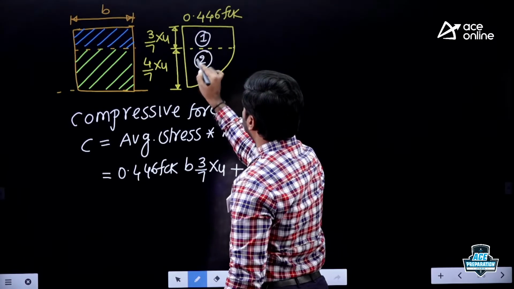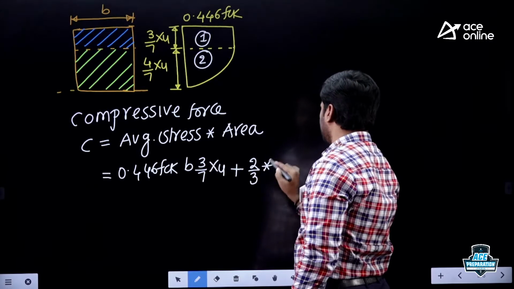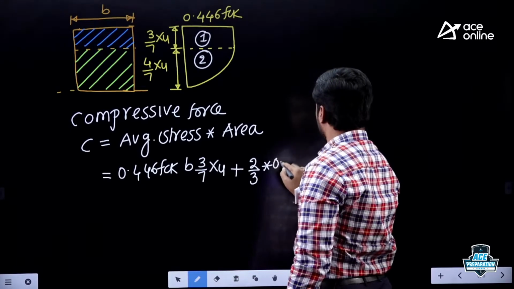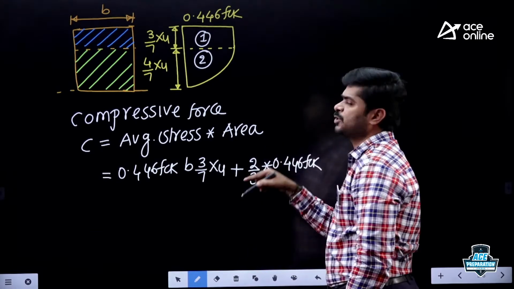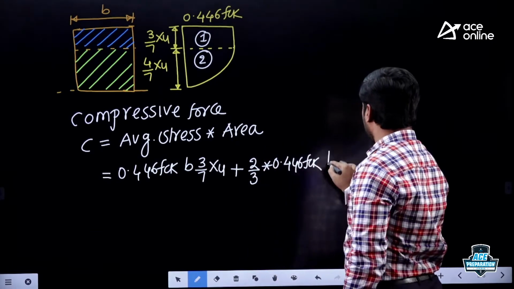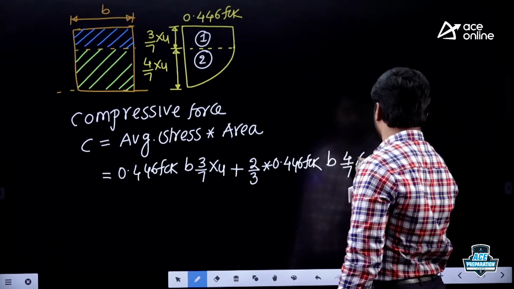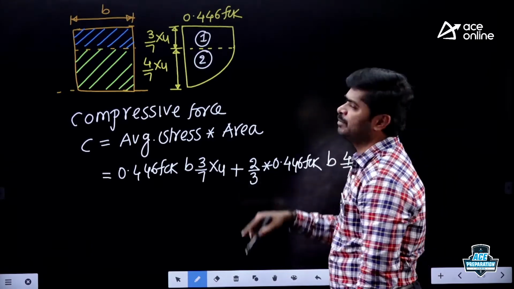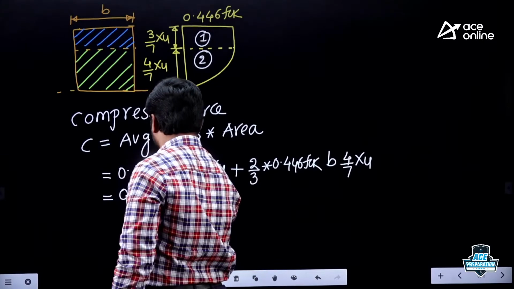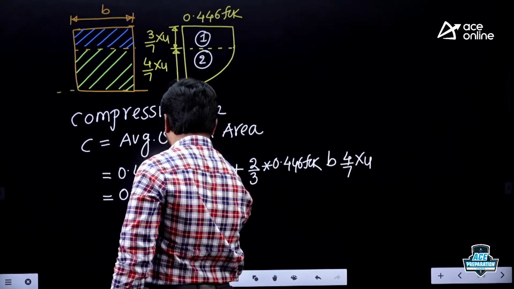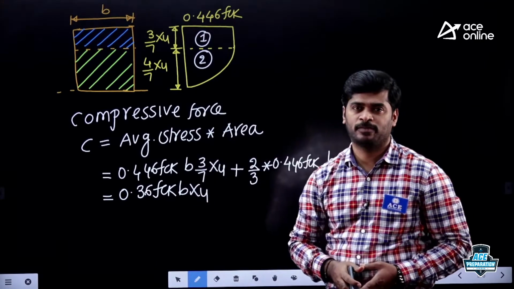Take the average stress into corresponding area. Average stress is 2 by 3 into 0.446 FCK. What is the corresponding area from the beam? Area from the beam is B into 4 by 7 XU. Right. Let us simplify this. My dear, if you simplify, you may get 0.36 FCK into B into XU. This is the compressive force.